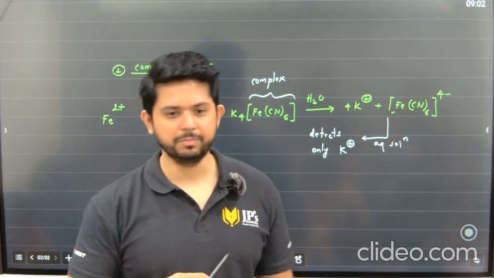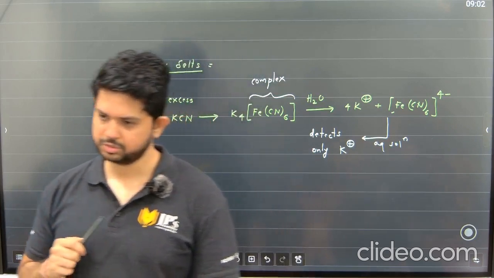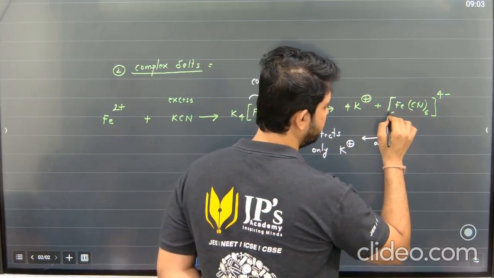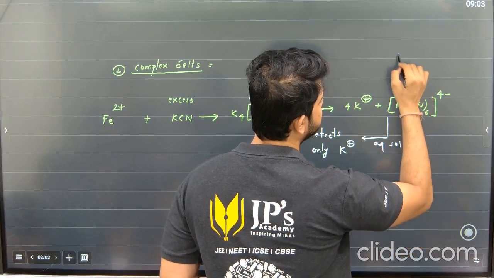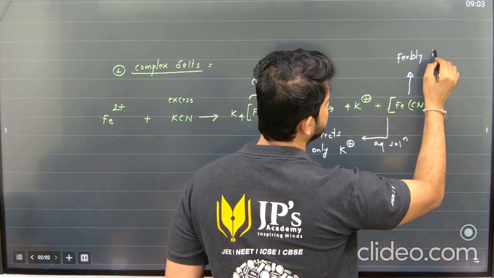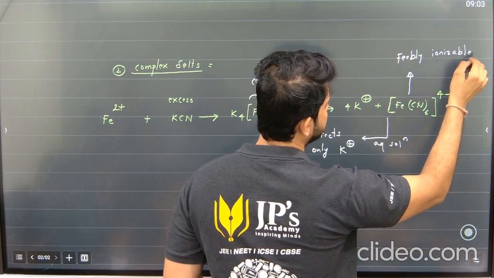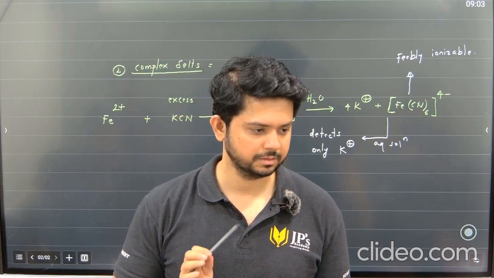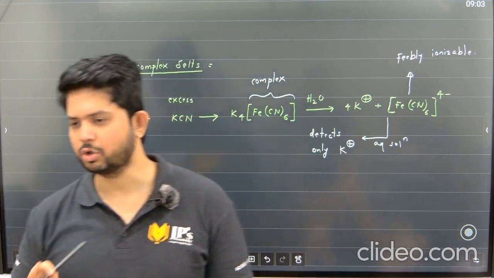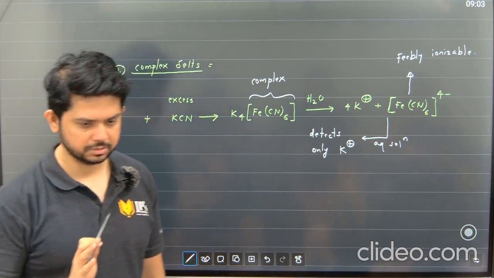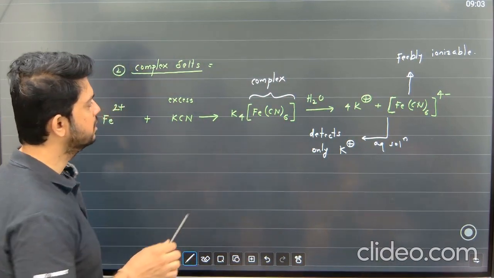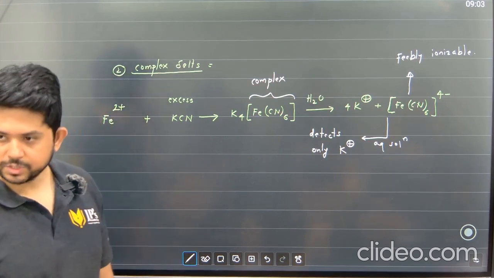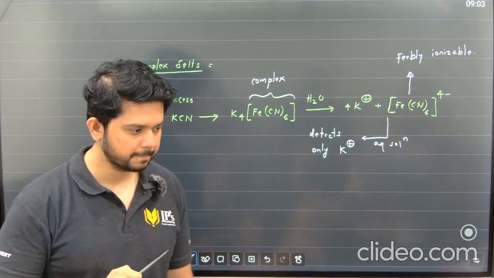If you try to detect Fe2+ or CN-, it shows a negative test. Though this part is feebly ionizable, the degree of dissociation is extremely small, and we can say alpha is almost 0. So such salts which do not show properties of their constituent ions in aqueous solution are called complex salts.